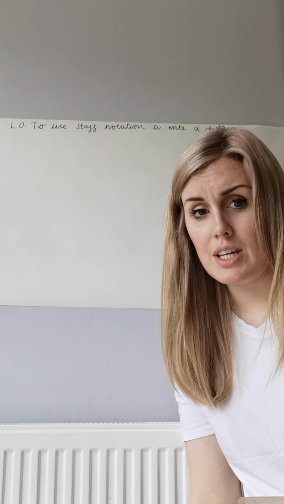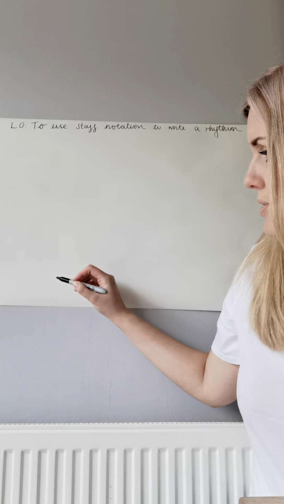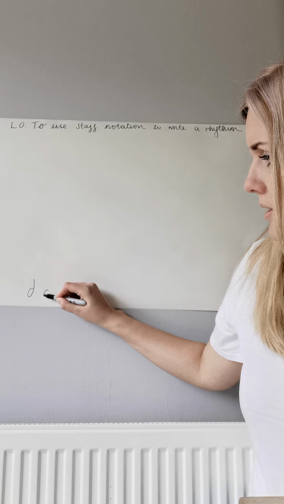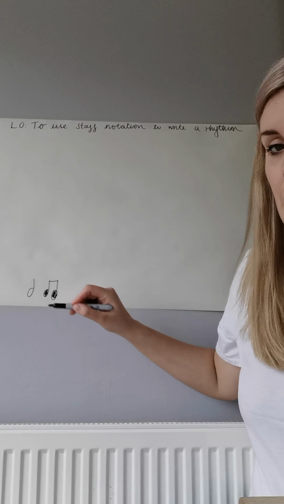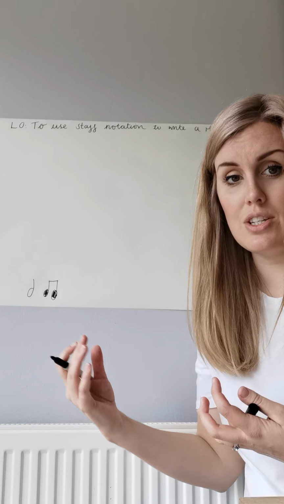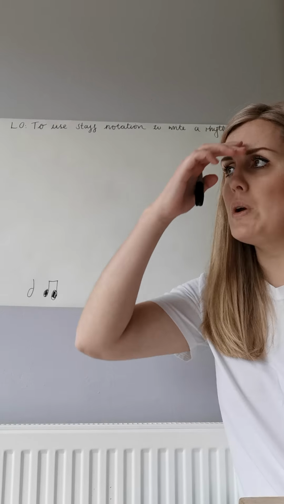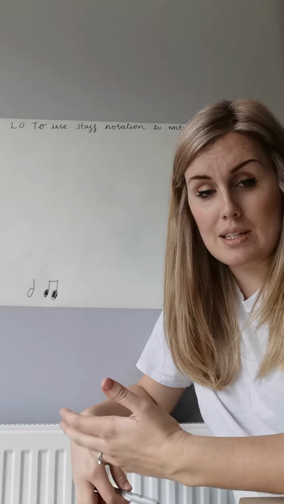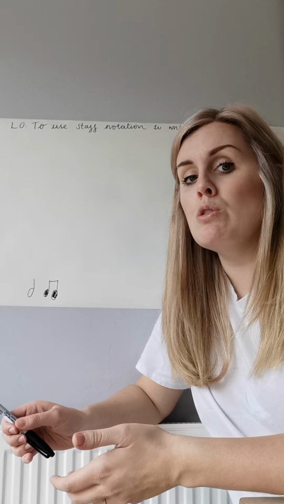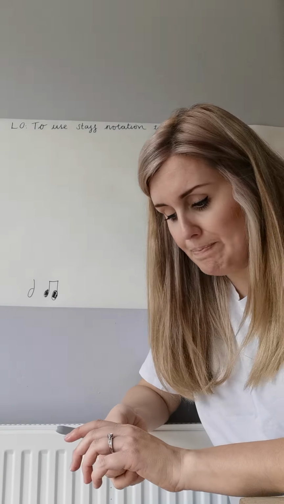So staff notation is just a grown-up word for sort of the pictures of the notes. Okay, the pictures of the notes. That's what they are. That's all it is. Staff notation is just the notes. Whereas before we use staff notation, we use sort of like pictures of insects or things to help us. So today, we're moving on our learning and we're going to be using actual notes to write a rhythm.